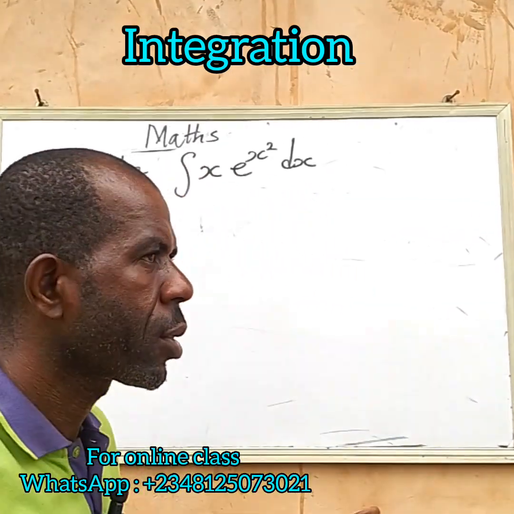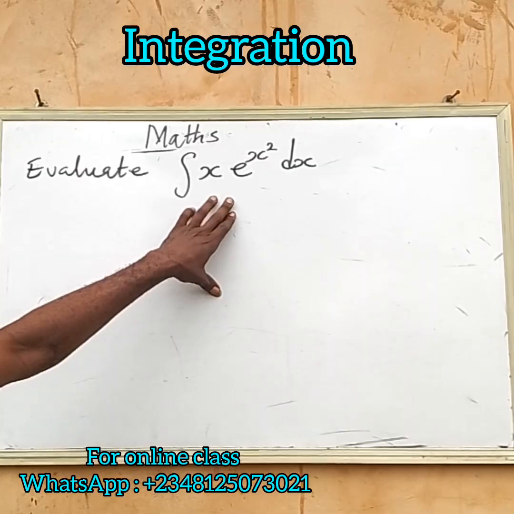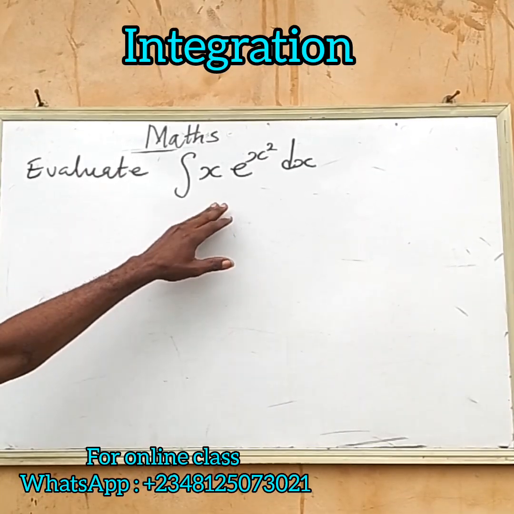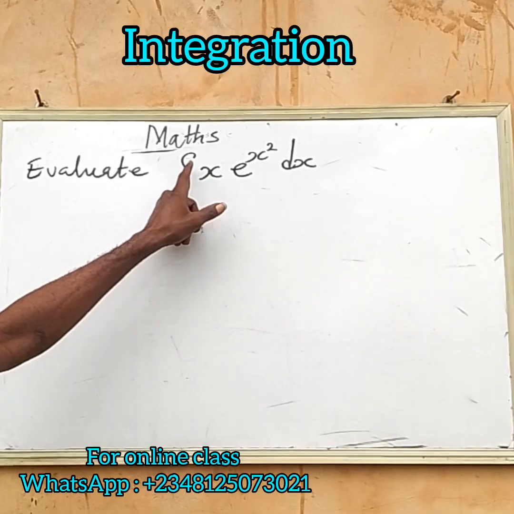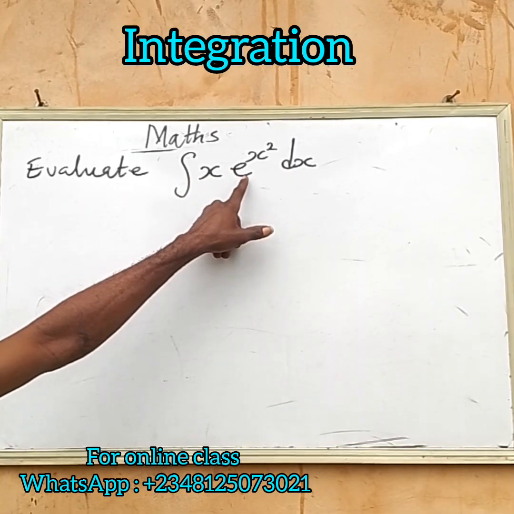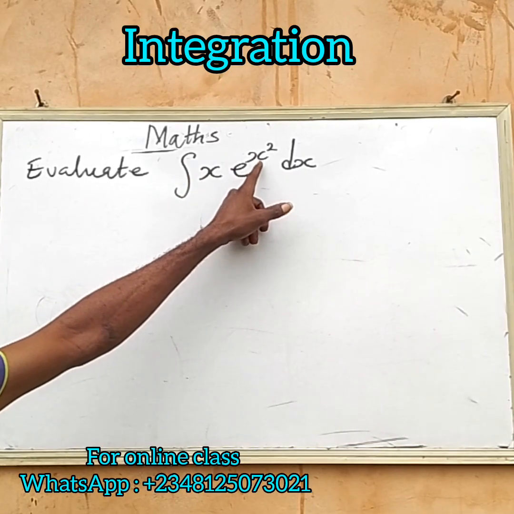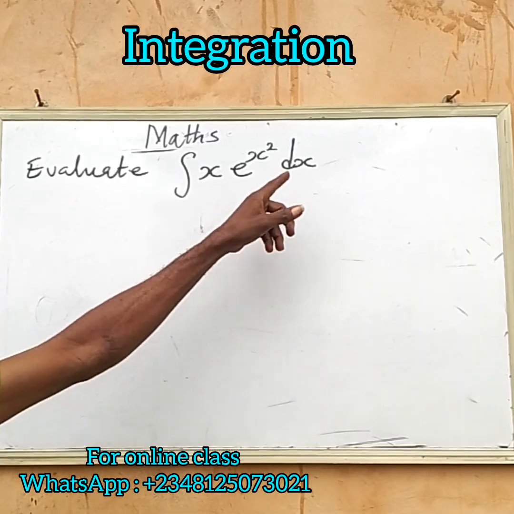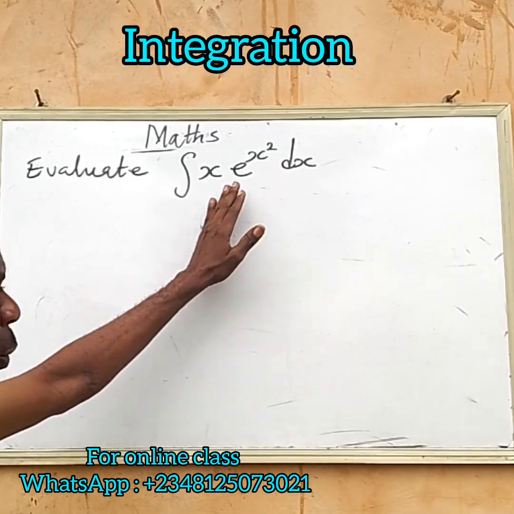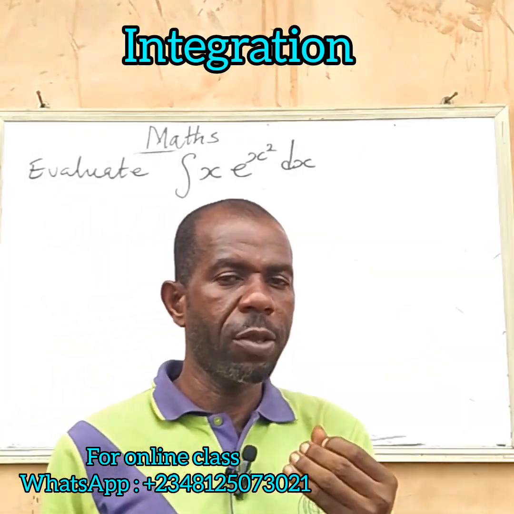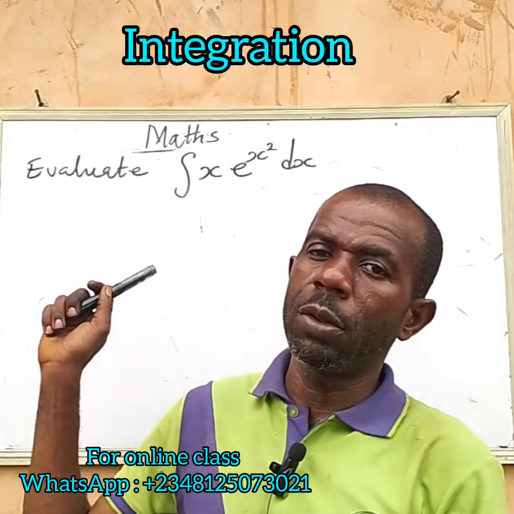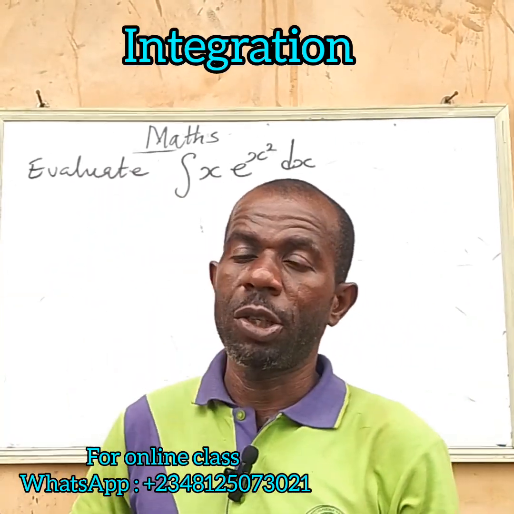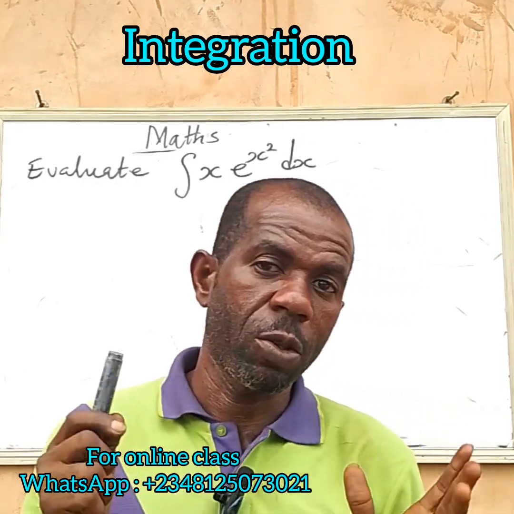So let us look at this question from integration. So we want to evaluate this. You can see we have x, the integral of x exponent, this exponent x squared, okay, dx. We can approach this question in two ways, but let me give you the easiest one, because sometimes you may decide to use integration by parts, but I don't want to do that.